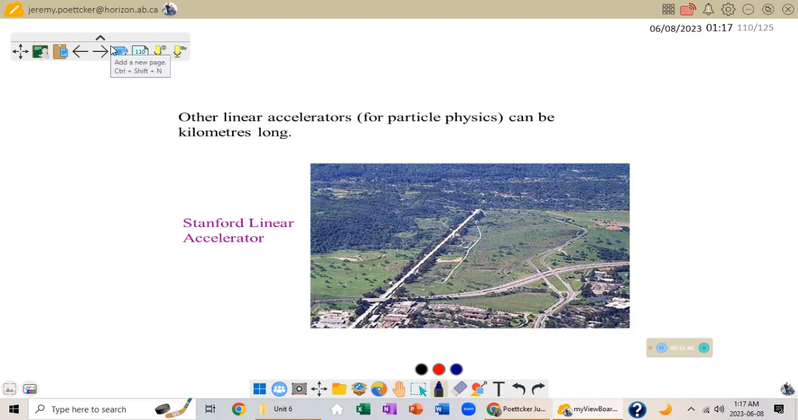Others, for particle physics, can be kilometers long. The Stanford Linear Accelerator, you can see it here. Imagine that that's a straight line. It goes even under a highway. It is very long.